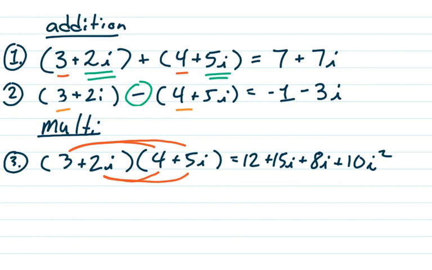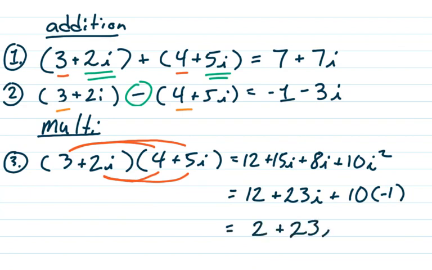Okay. Well, I can combine like terms here. I have 12, and then I have 15 plus 8, which is 23i. Okay, and then we have a 10 times i squared, which is negative 1. So we actually have 12 plus a negative 10. So that's going to be 2, the final answer: 2 plus 23i.